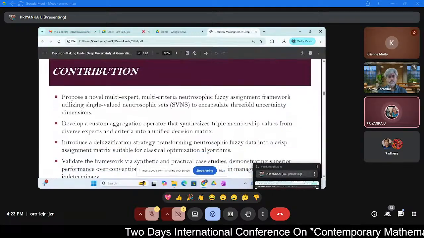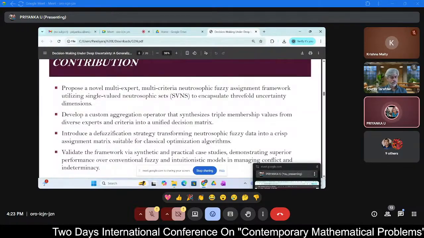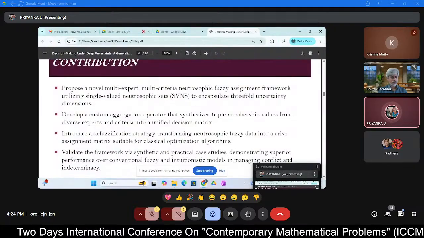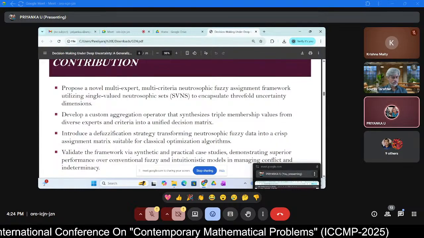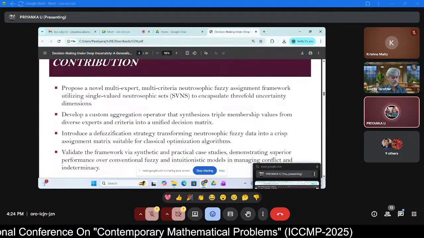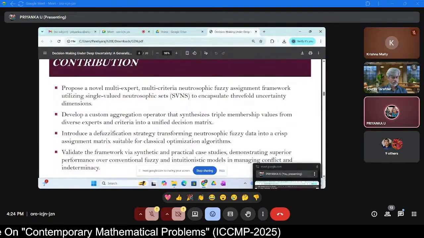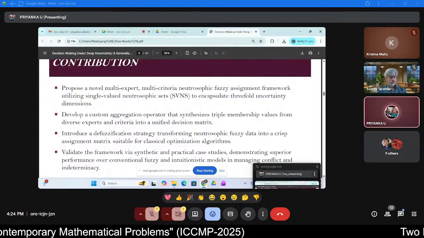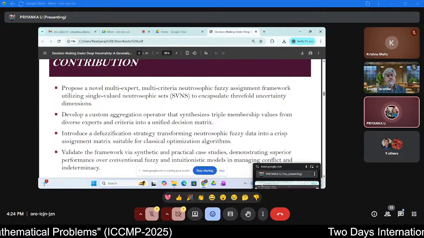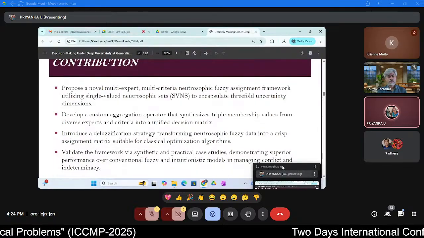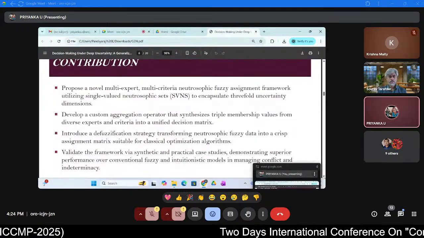Contribution. Propose a novel multi-expert, multi-criteria neutrosophic fuzzy assignment framework utilizing single-valued neutrosophic sets to encapsulate the threefold uncertainty dimension. Develop a custom aggregation operator that synthesizes triple membership values from diverse experts and criteria into a unified decision matrix. Introduce a defuzzification strategy to transform neutrosophic fuzzy data into a crisp assignment matrix suitable for classical optimization algorithms.